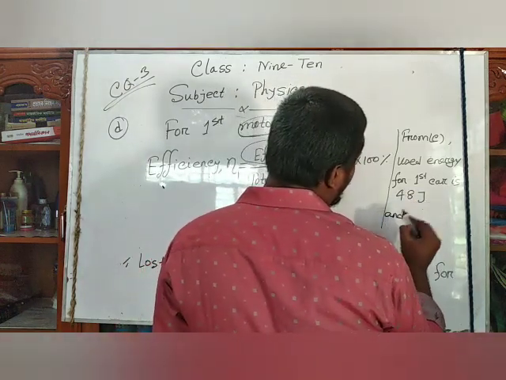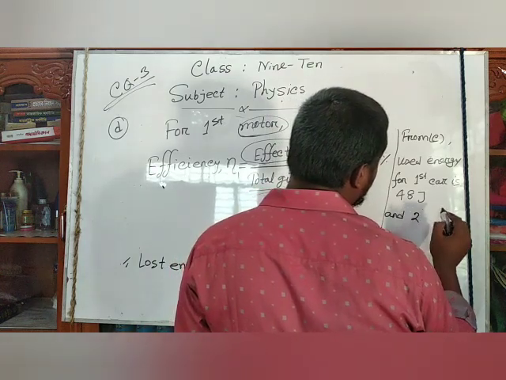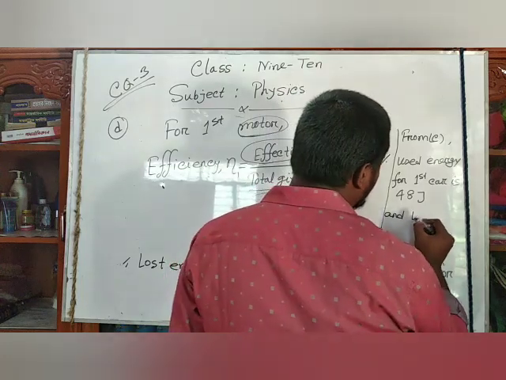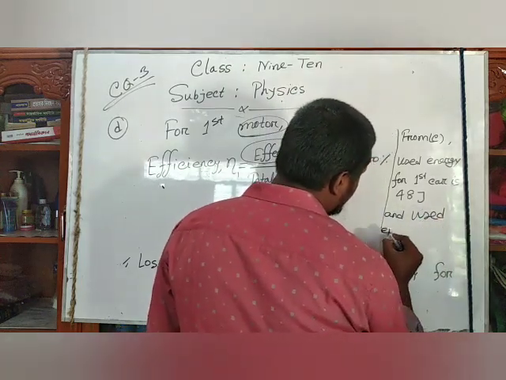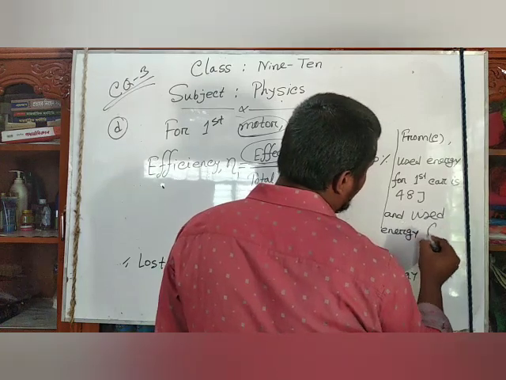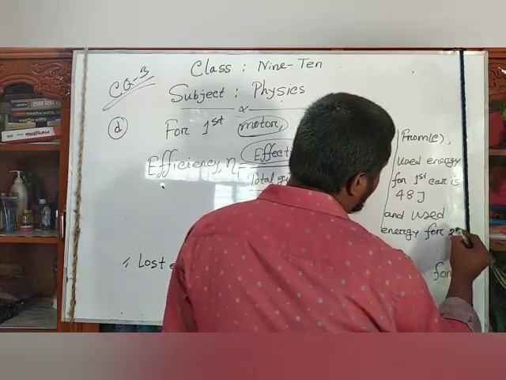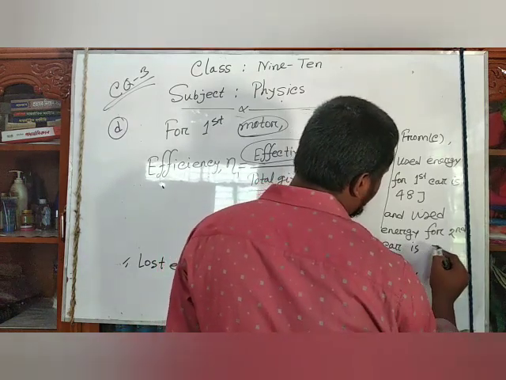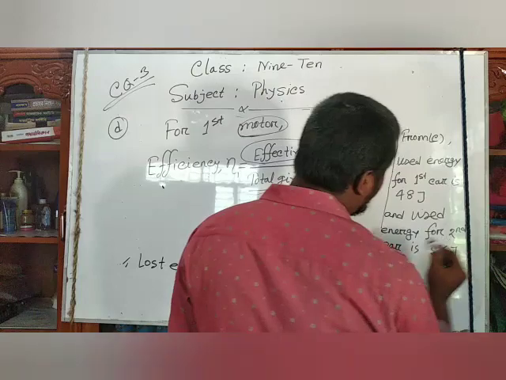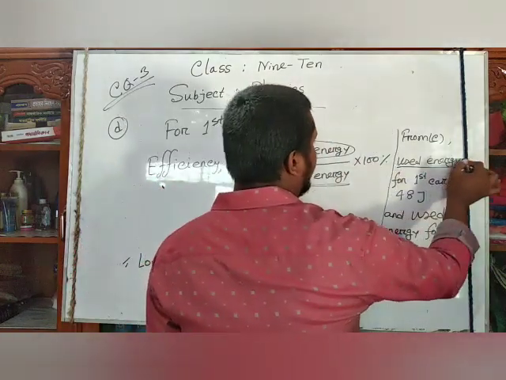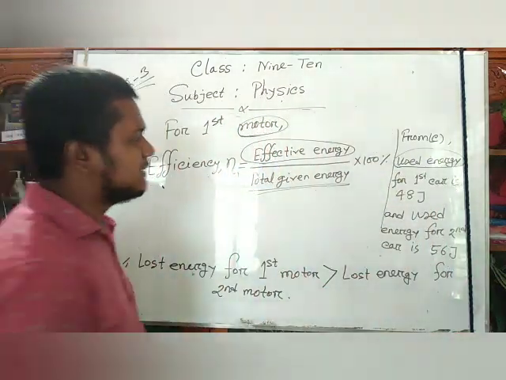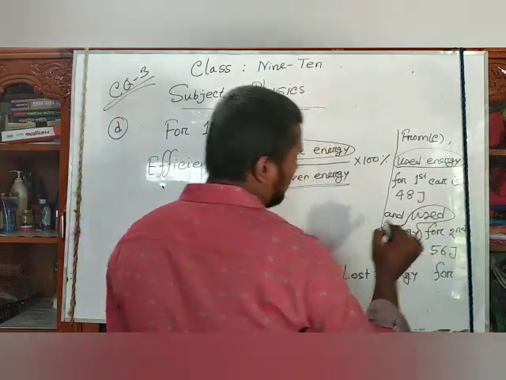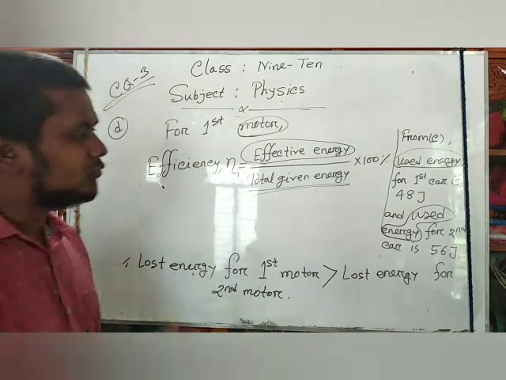And for the second car, the used energy is 56 joule. Dear students, this is the value of effective energy, that means used energy, for the first car, and this is the value of used energy or effective energy for the second car.